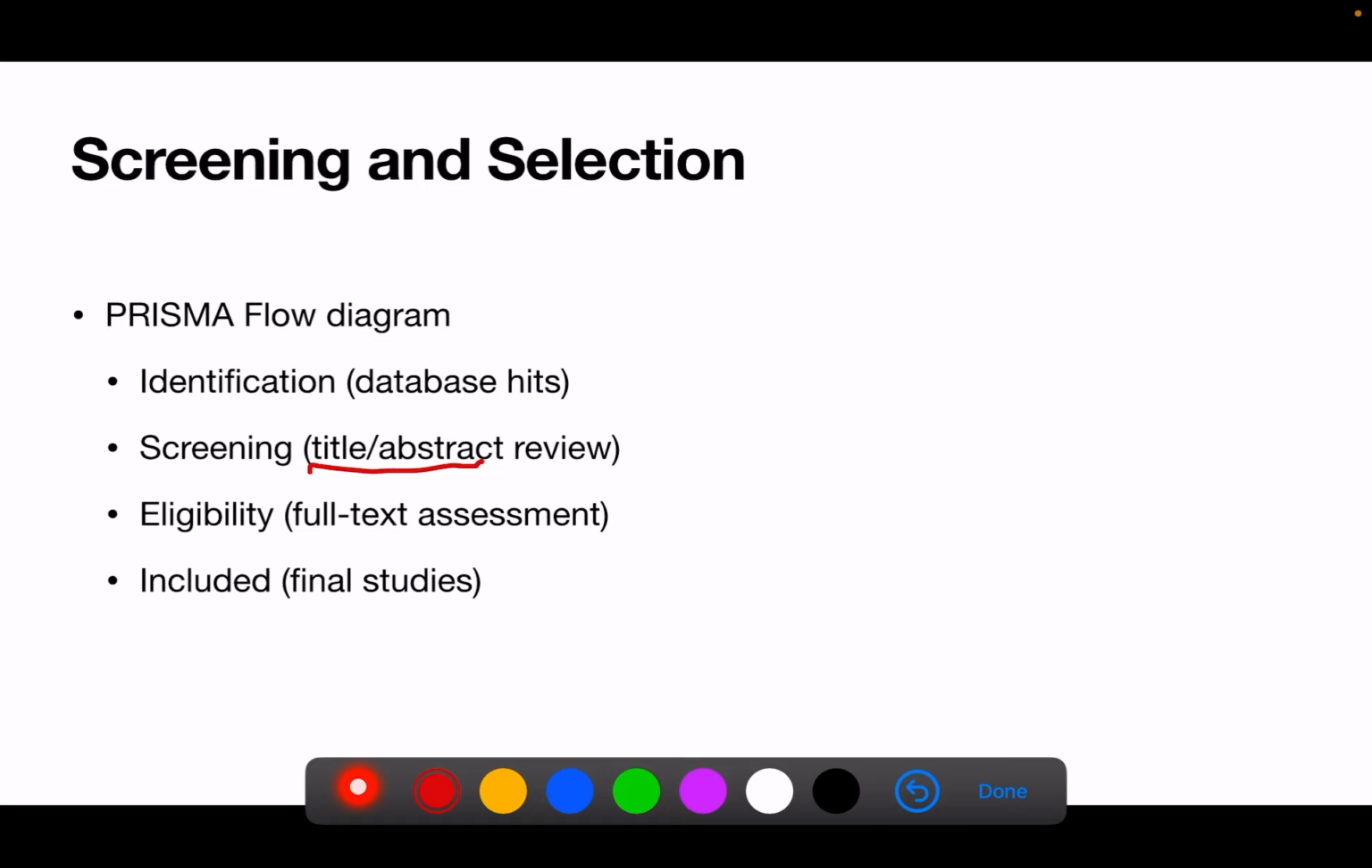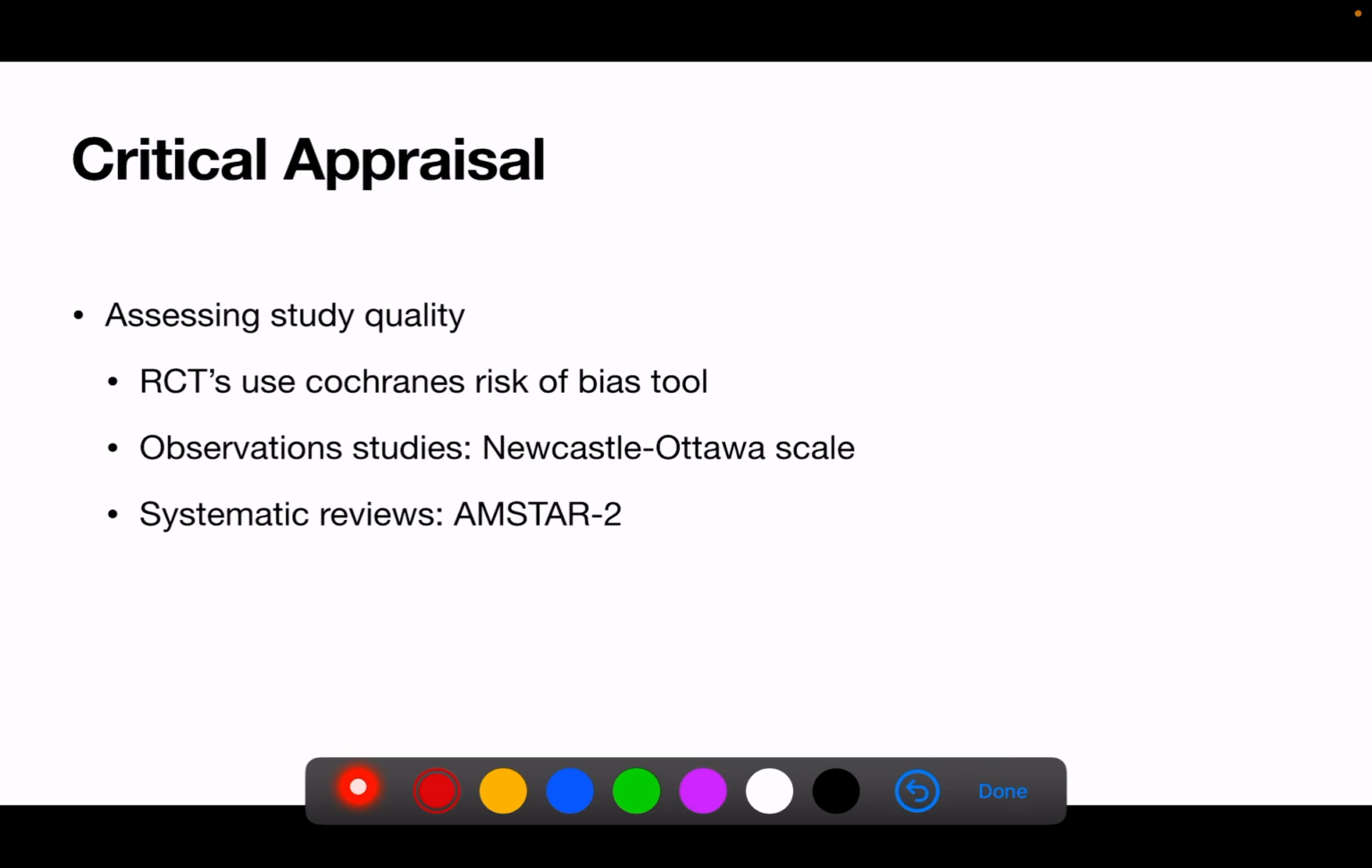Next, you check for eligibility by reading the full text and looking for the quality of the study and the presence or absence of certain biases that may affect your systematic review. And finally, once you have assessed the quality of the studies that you have obtained, then you include those inside of your systematic review.